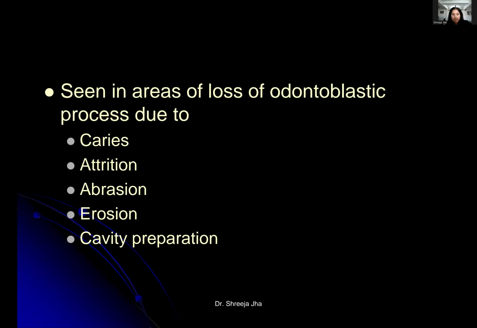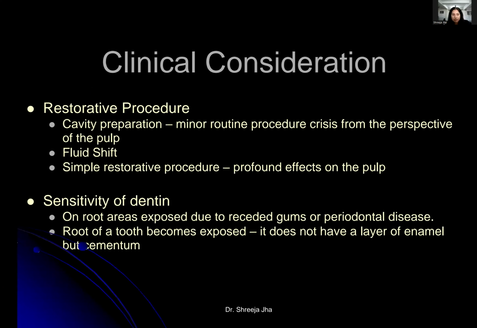any cavity preparation. Okay. So, clinical consideration, restorative procedure. While you're doing the restoration, while you're doing the cavity preparation, a minor routine procedure is a crisis from the perspective of the pulp: fluid shift, simple restorative procedure, profound effects on the pulp. So dentin is very important in the restorative procedure. It plays a very important role in the restorative procedure. And we will read here also.